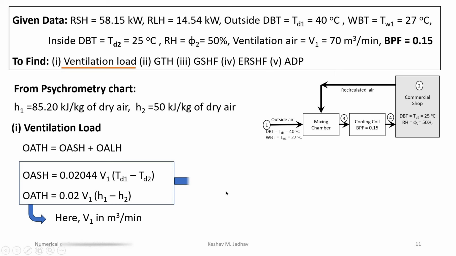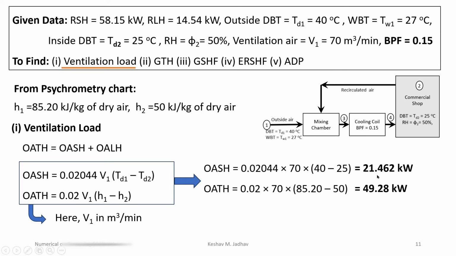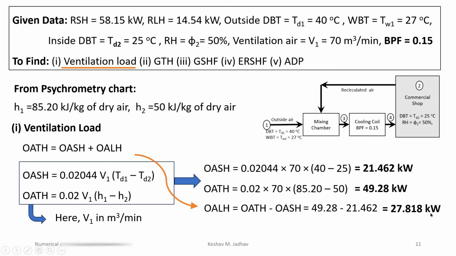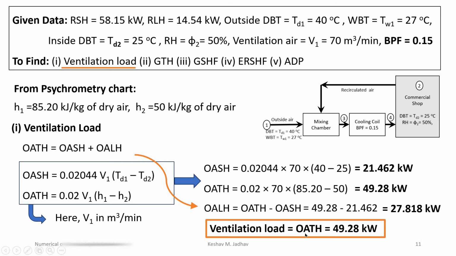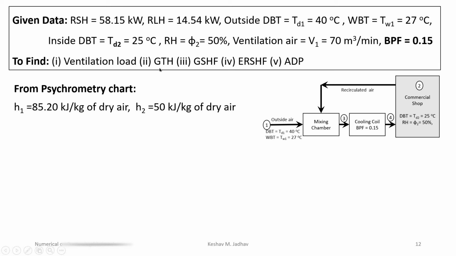We will get outside air sensible heat equal to 21.462 kilowatt, and outside air total heat equal to 49.28 kilowatt. And by using this formula, we can calculate outside air latent heat. We can read this formula as outside air latent heat is equal to outside air total heat minus outside air sensible heat. So by putting these two values, we will get outside air latent heat equal to 27.818 kilowatt. So ventilation load is the outside air total heat. So ventilation load is equal to OATH, which is equal to 49.28 kilowatt.